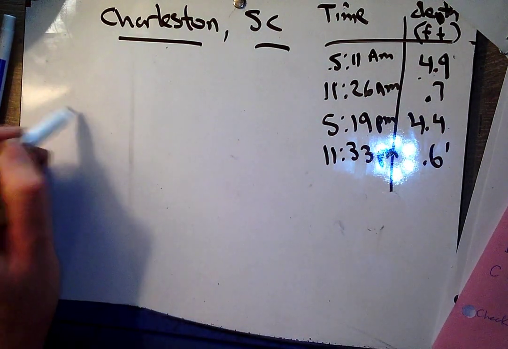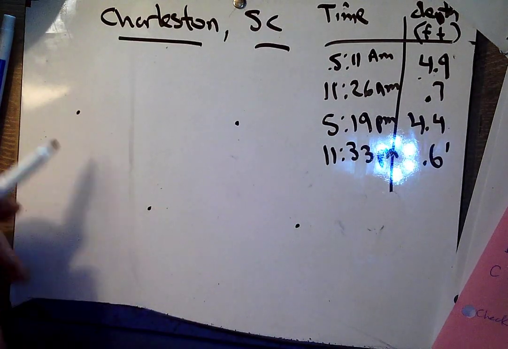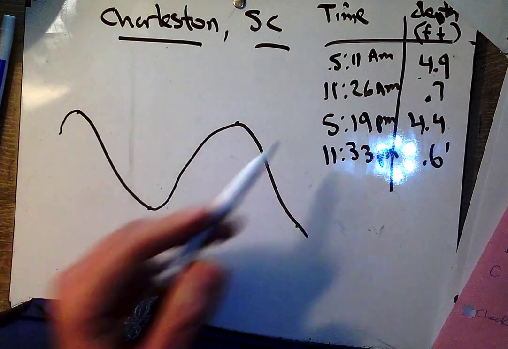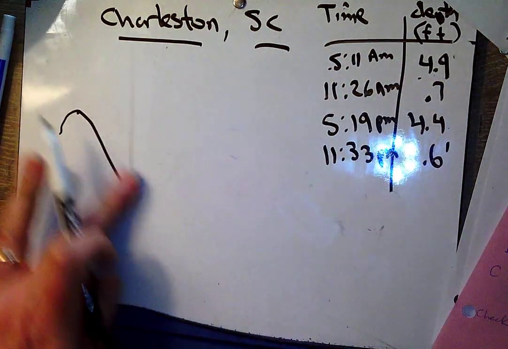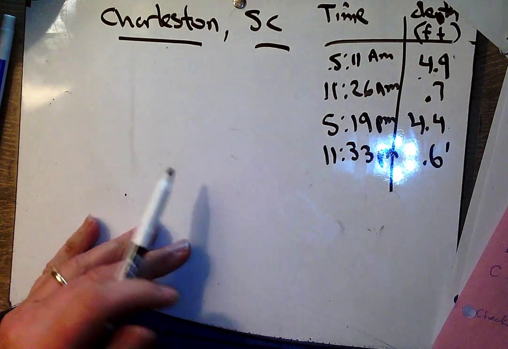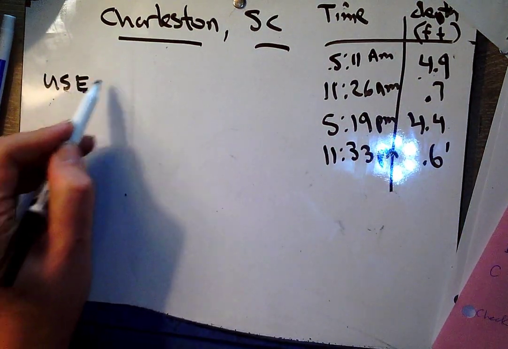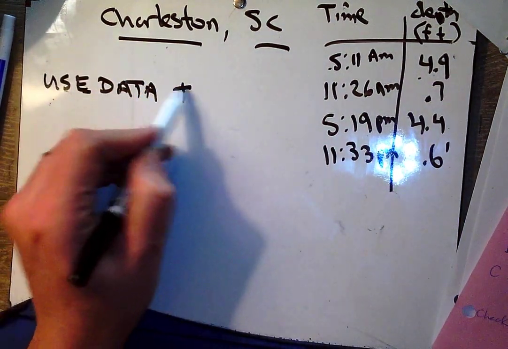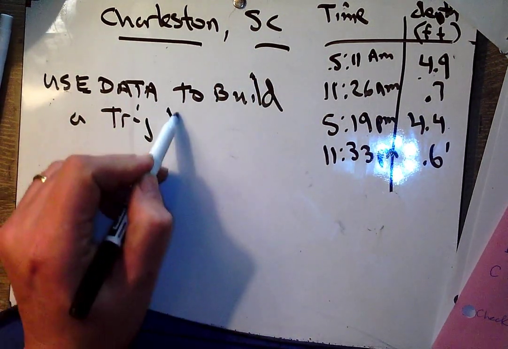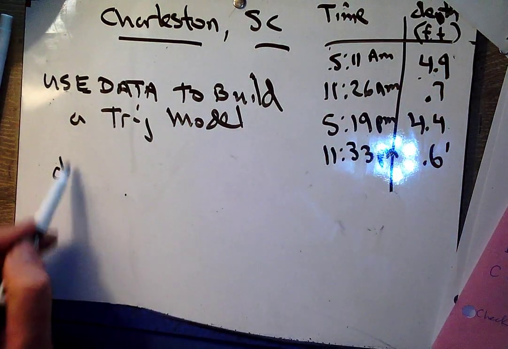So here's what we've got. We've got some sort of situation like that. And you know what? I think we're going to be thinking about trying to come up with a trig equation for this. These are trig scatter plot problems we're going to do for the next few days. Essentially, we're going to take the data and use the data to build a trig model. In this situation, I want depth as a function of time, some sort of d of t.